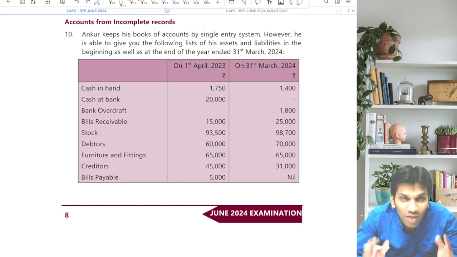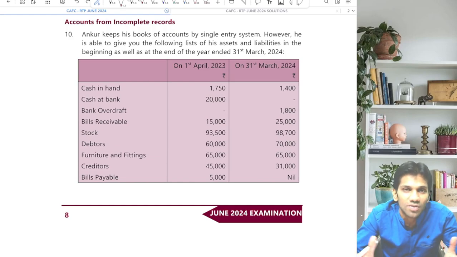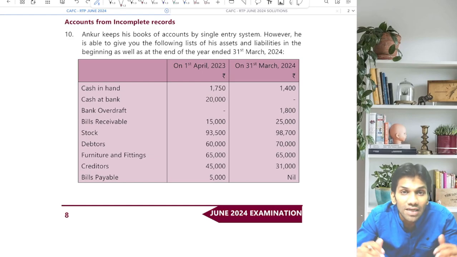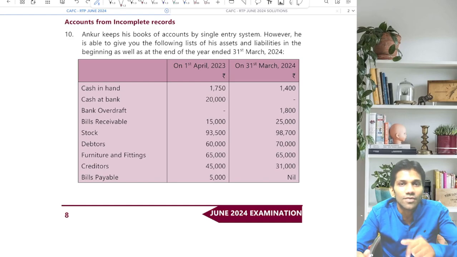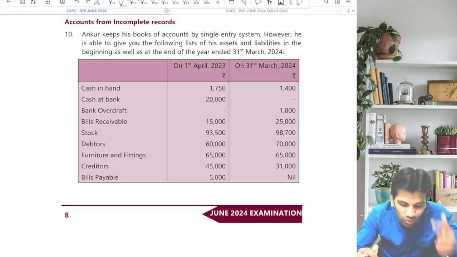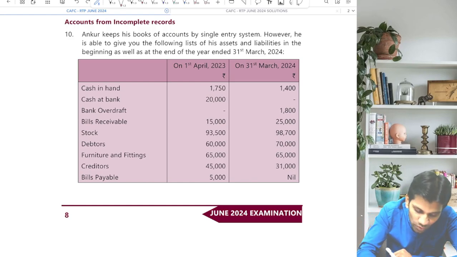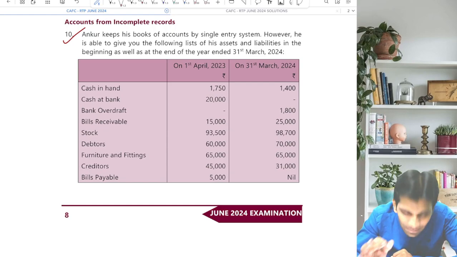Now I'm going to start with the new syllabus which has been incorporated in the accountancy in CA Foundation. We'll start with the first topic, that is single entry, that is accounting from incomplete records, and that is question number 10 of your RTP.